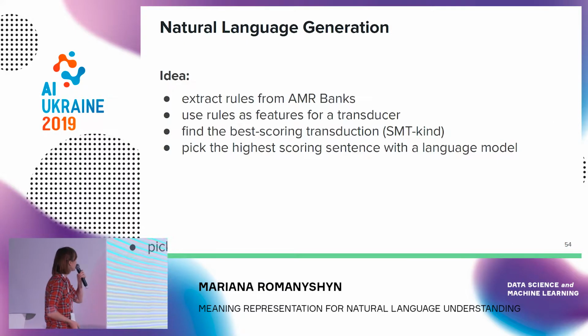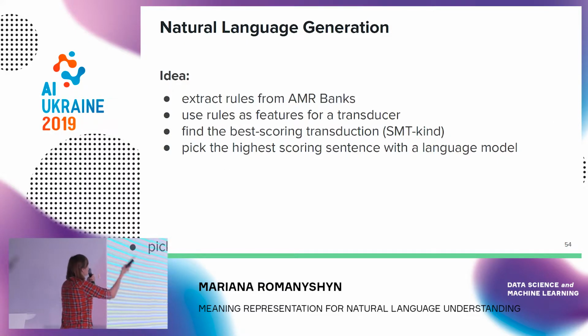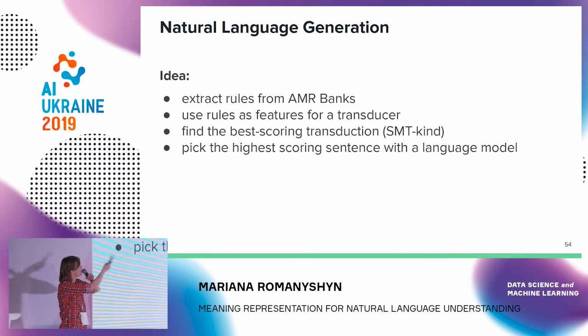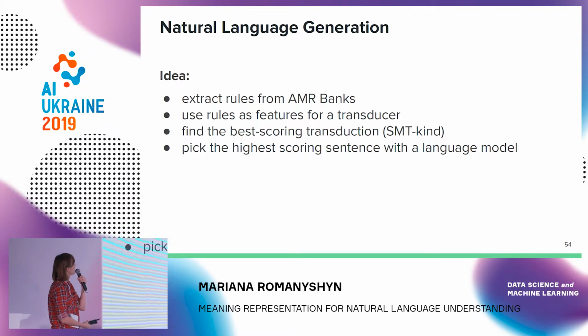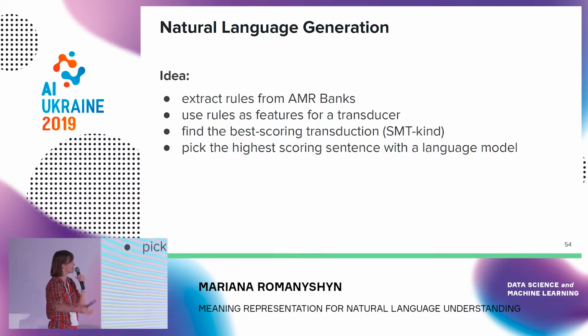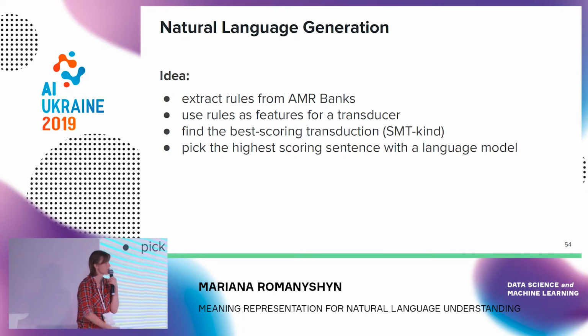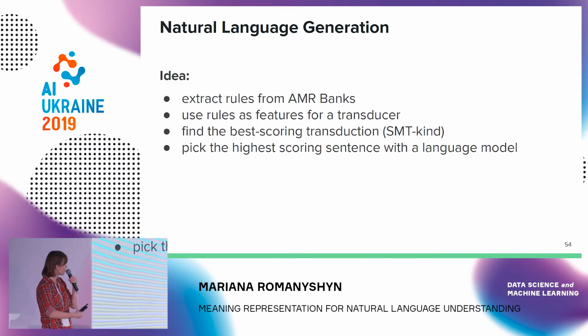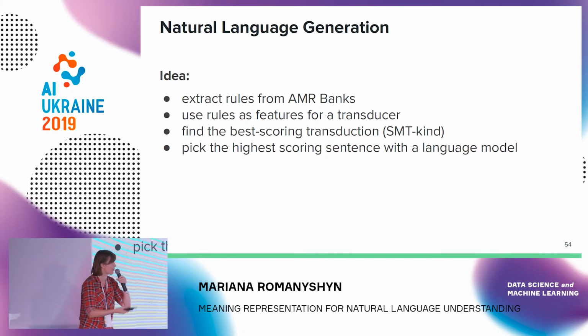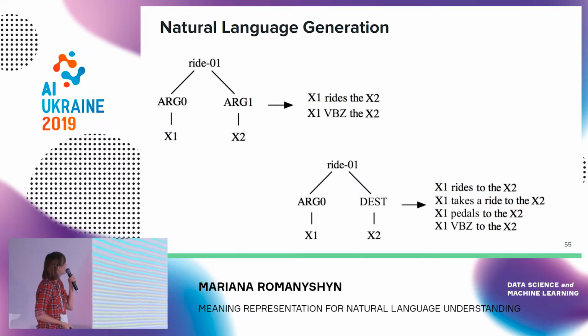And so the idea of natural language generation with AMR is that you can extract rules of tree-to-string matching from AMR banks and use these rules as features for a transducer. Then you can train this transducer and use the statistical machine translation kind of decoder to find the best transductions of these graphs to real sentences, and then you can pick the highest scoring sentence with a language model. And rules can look like this.